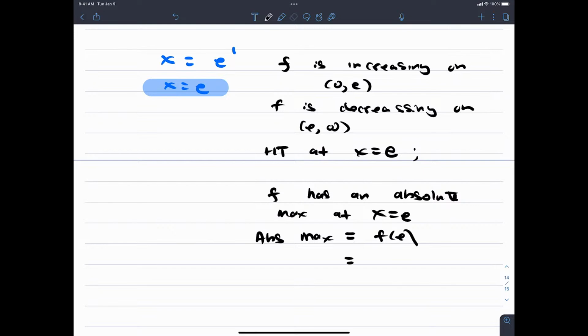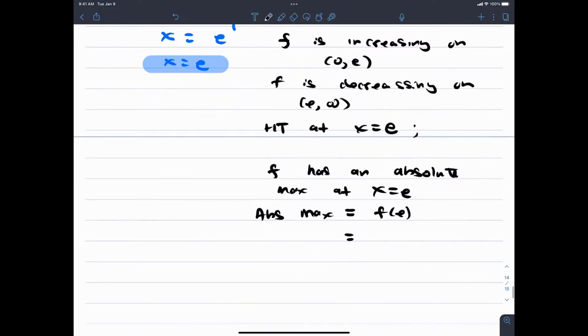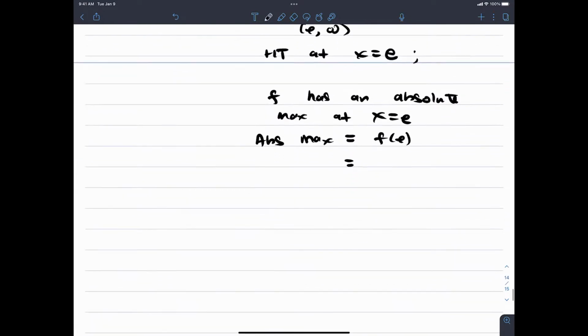So what was F anyway? Do you guys remember what F was? F was the function natural log of X over X. So we know this is really 1. Your absolute max is 1 over E.